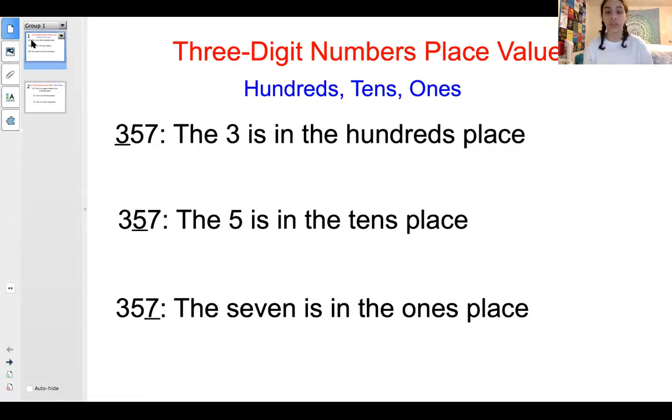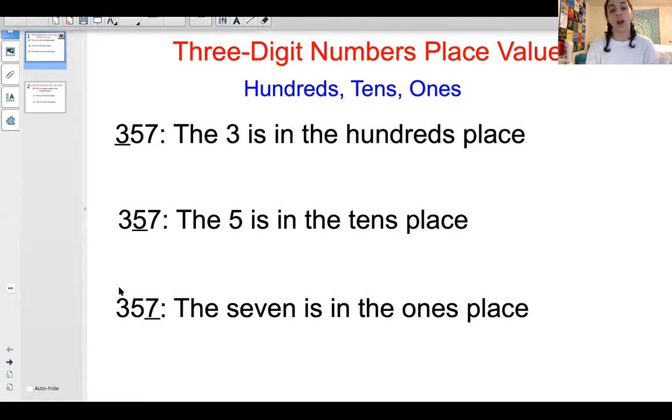Remember, 3 digits means that there are 3 individual numbers in a whole number. Remember, digit is another word for number. So we have the hundreds place, we have the tens place, and we have the ones place in 3-digit numbers. Our example here is 357. There's a 3, 5, and a 7, so 3 digits, 357. The 3, which I have underlined, is in the hundreds place.